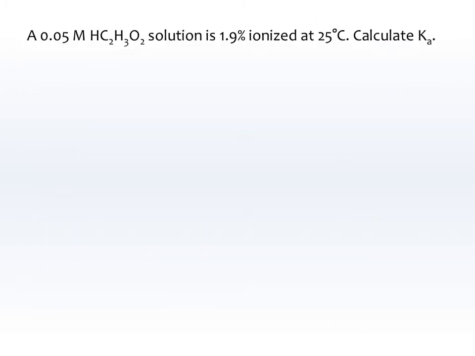All right, let's work another little bit of a different problem. A 0.05 molar acetic acid solution is 1.9% ionized at 25 degrees. This time we're going to calculate the Ka. So we'll start with the equation. Always start with the equation. HC2H3O2 and water.